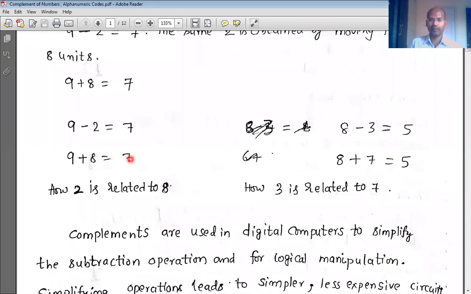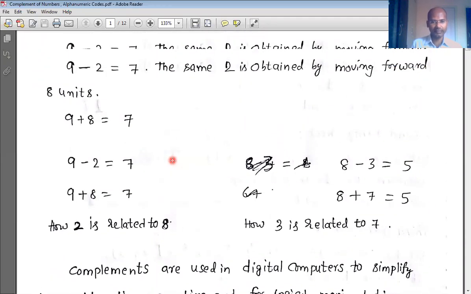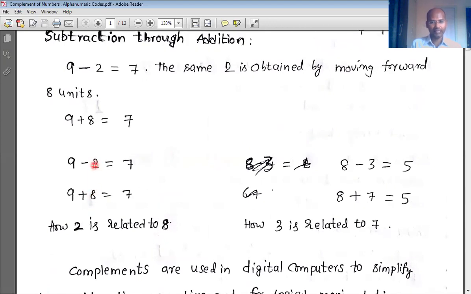Okay, means if you have an addition circuit and also a subtraction circuit, that hardware use becomes huge. That is the problem. Now let's see how you get the relationship between 2 and 8, and here 3 and 7. 8 can be obtained by subtracting 2 from 10.